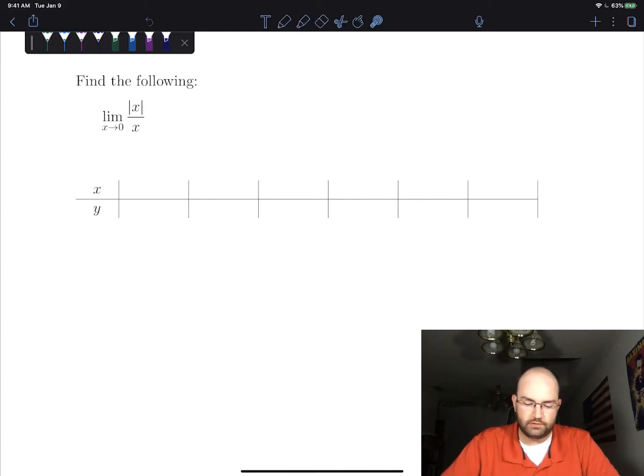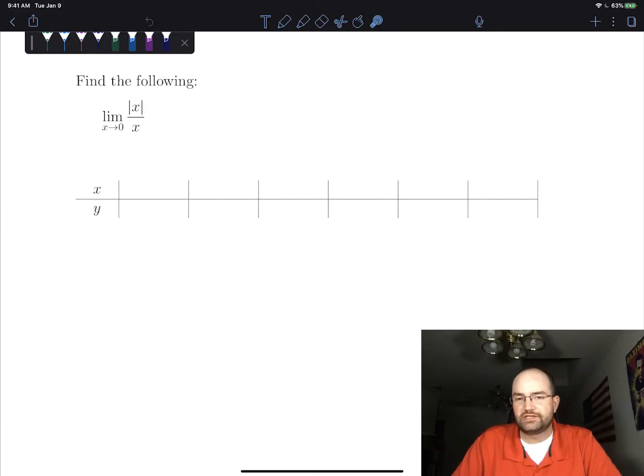We want to find the limit as x approaches 0 of the absolute value of x divided by x. Now, notice that we're approaching 0, so if we plug in 0 in the numerator and denominator, we get 0 over 0, and that tells me that something weird might be going on. It doesn't guarantee that we're going to get a limit, but it says that we might. Okay, so let's look and see what's happening here.